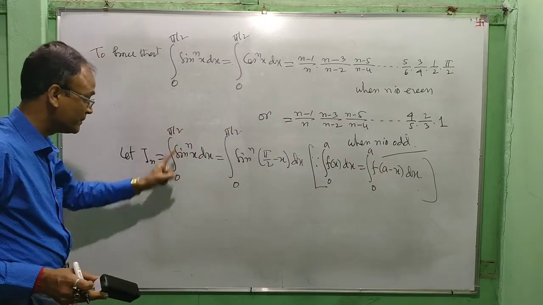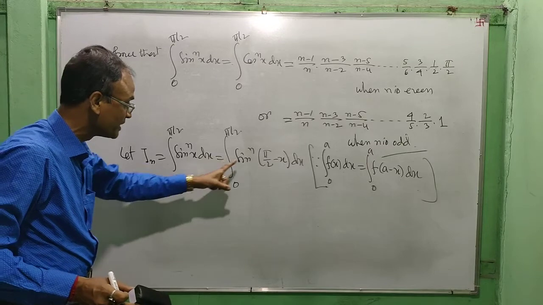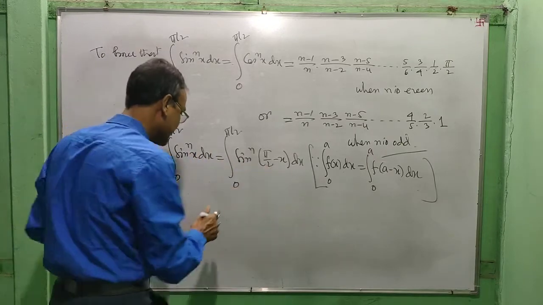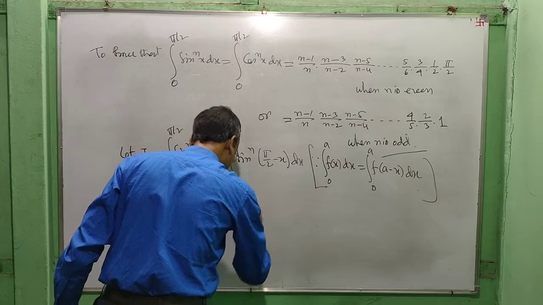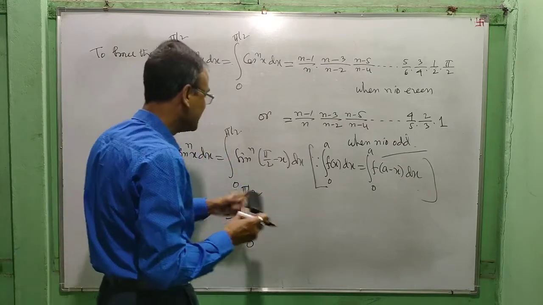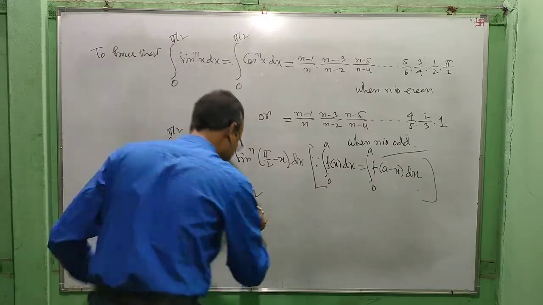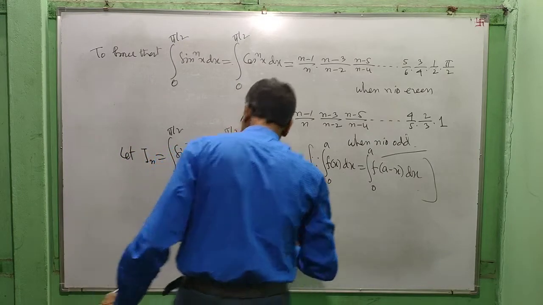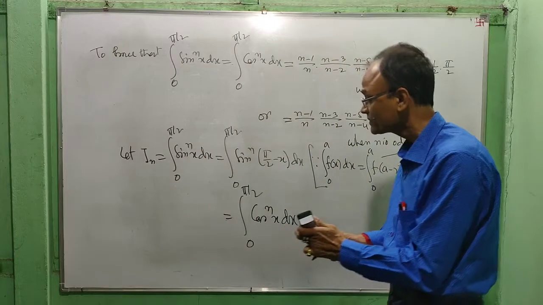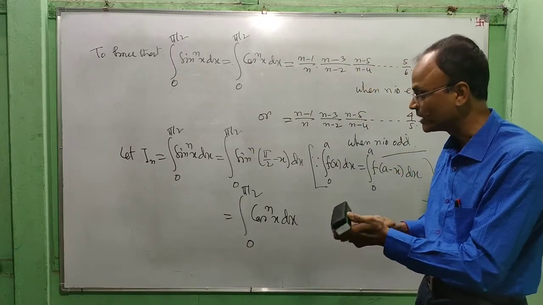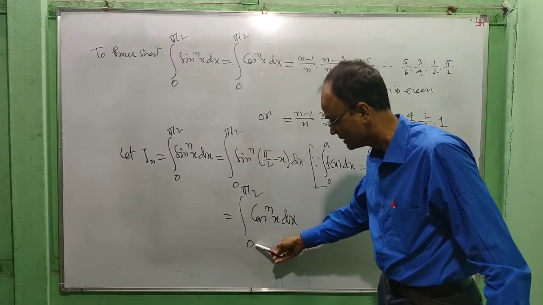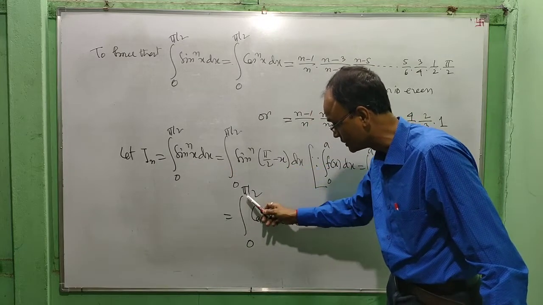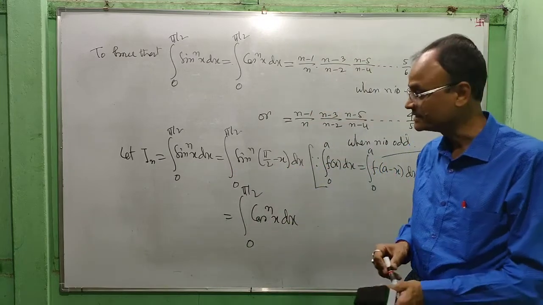Here a is equal to pi by 2, lower limit should be equal to 0. For x, we have written pi by 2 minus x. This is equal to 0 to pi by 2. Sin of (pi by 2 minus x) is equal to cos x. Definitely we will get cos to the power n x dx. Integration of sin to the power n x dx, 0 to pi by 2, this integration is equal to integration 0 to pi by 2 cos to the power n x dx.